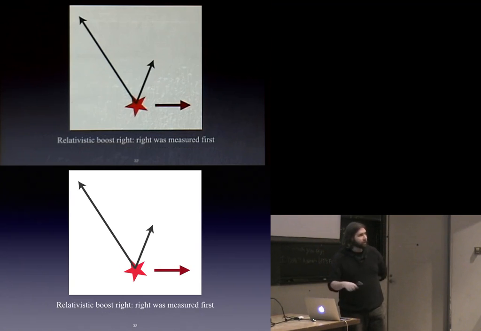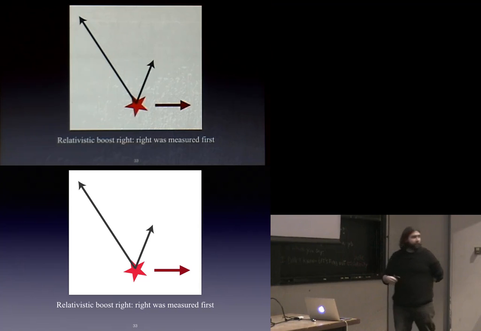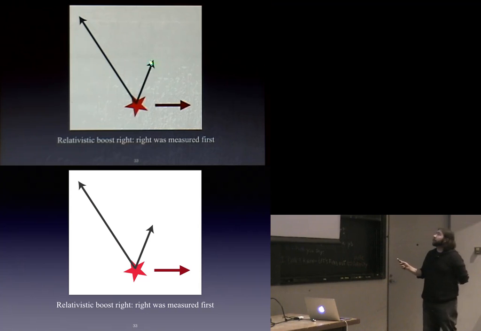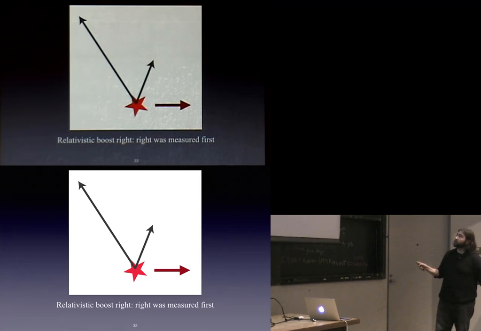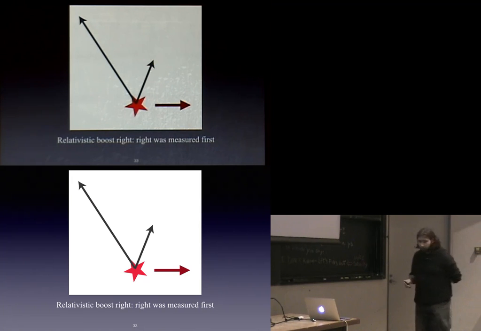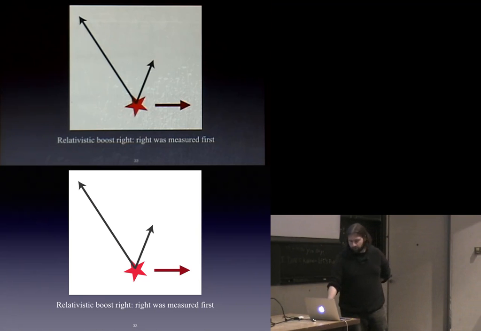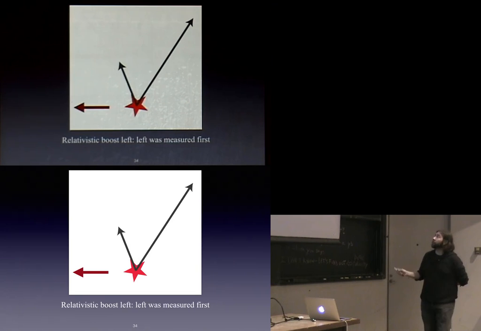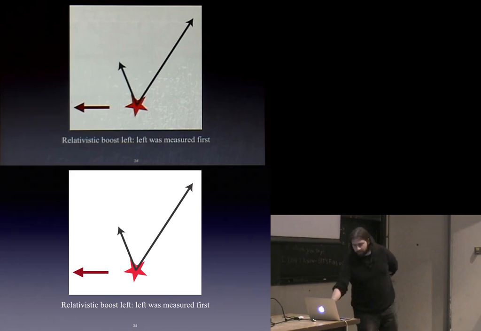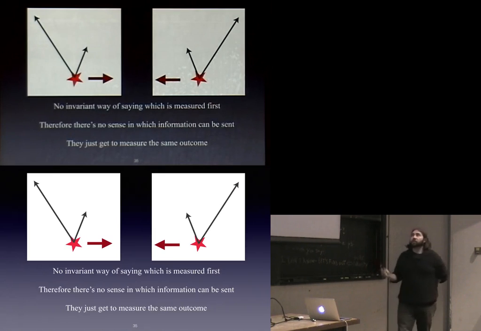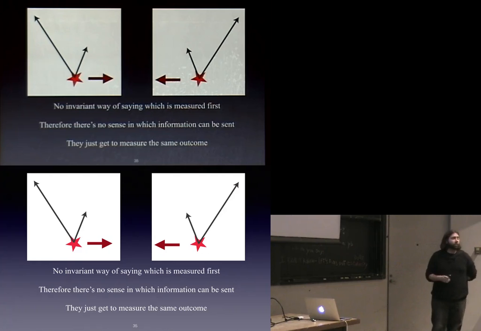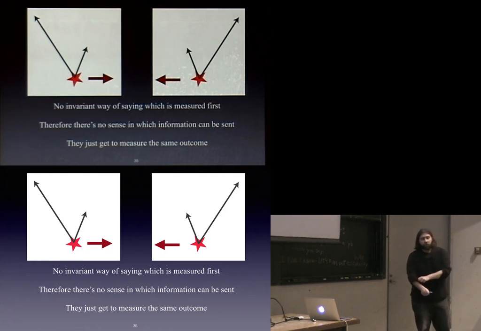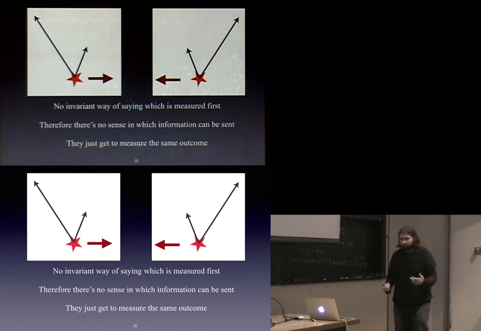Because I take this picture, and I do a relativistic boost to the right. And when I do the relativistic boost to the right, I see that I measured this particle before I measured this particle. This is just one of the rules of Lorentz transformations. But if I did a boost to the left, I would have measured the left particle before the right particle. So what does that mean? There's no sense in which we can talk about which particle was observed first. I can change to a different reference frame such that one particle is measured ahead of the other.